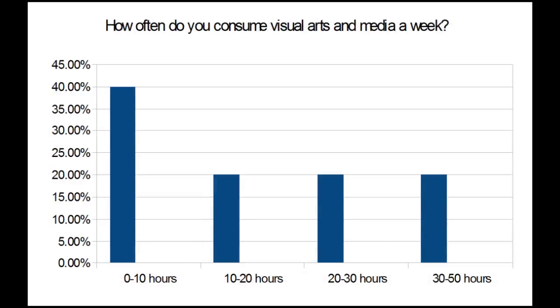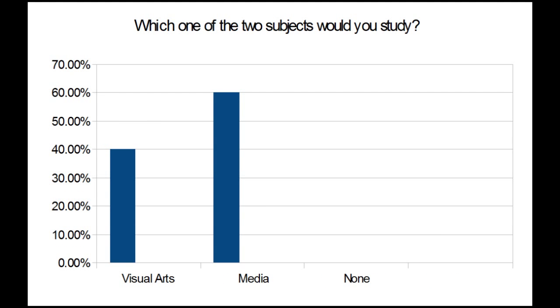The second question I asked was about the weekly consumption of visual arts and media. As displayed by the results, most participants would spend 10 hours consuming visual arts and media a week. This implies that there is a large interest in visual arts and media due to the large amounts of time spent on them. The third question which I asked was which one out of visual arts and media participants would study. As displayed by the results, a slight majority of students favour media courses over visual arts ones. This implies a stronger interest in media over visual arts among the general public.